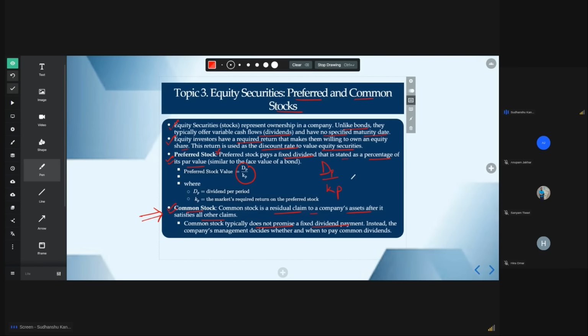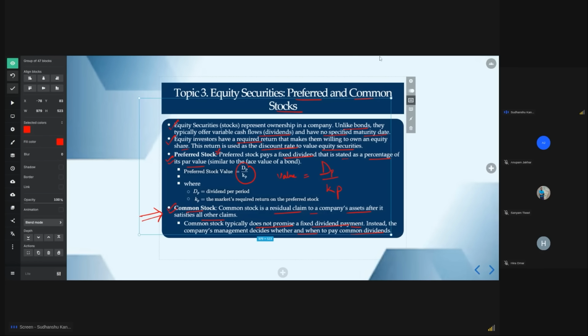Their valuation methodology is different. So value of a preferred stock is dividend divided by the discount rate. Common stock does not promise a dividend. Instead, the company management decides when to pay common dividends. So that's announced, right? So simple logic. Nothing special.